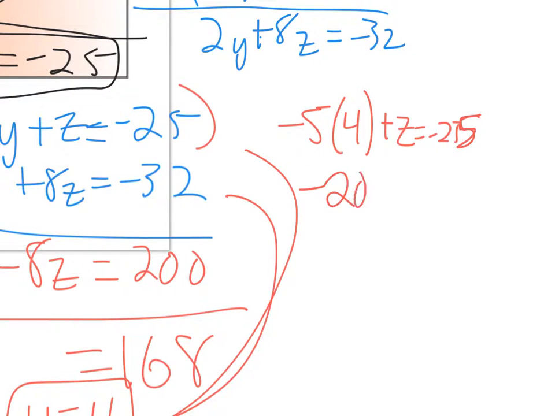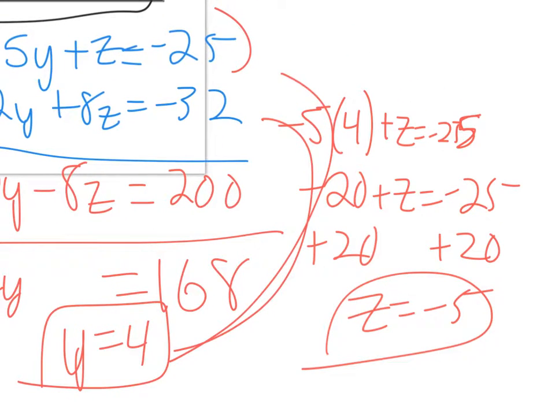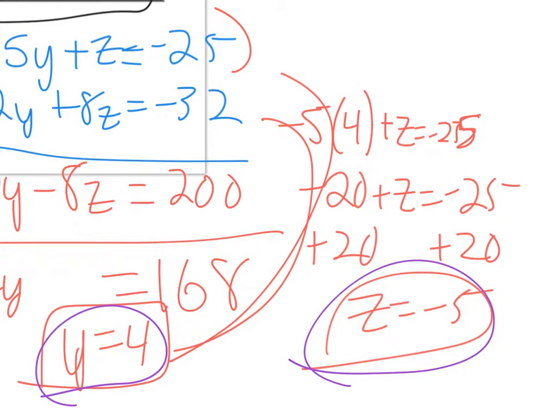So that's negative 20 plus z equals negative 25. So add 20. So z is going to equal negative 5. All right, so now I'm on my way. I got 2 out of the 3. I've got y equals 4. Y equals 4. Z equals negative 5.